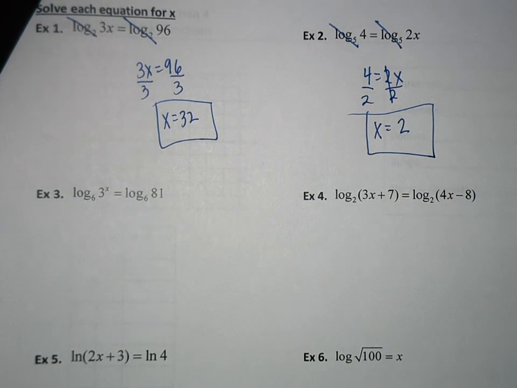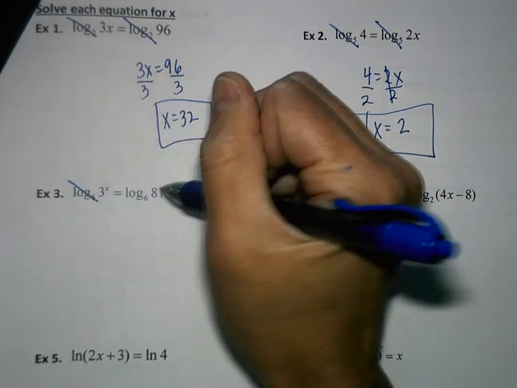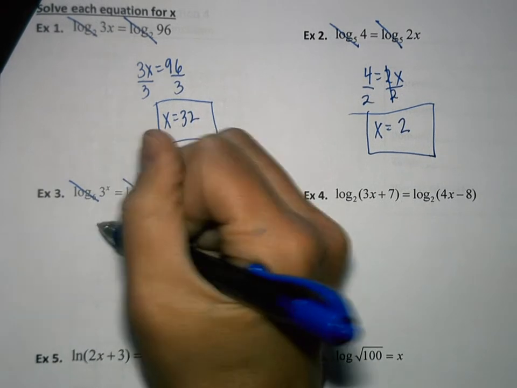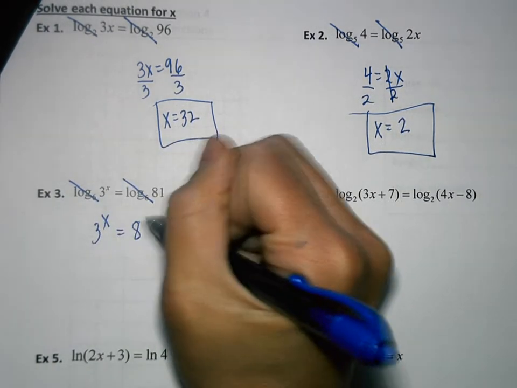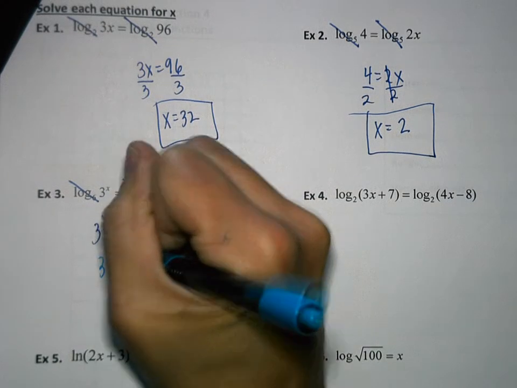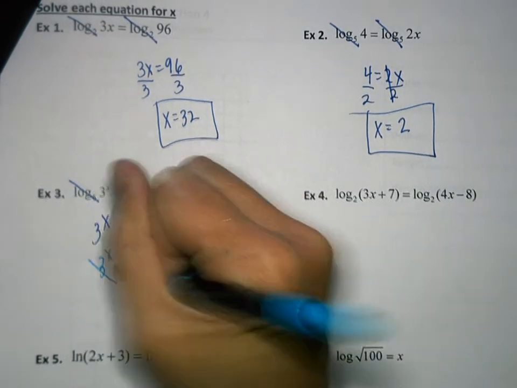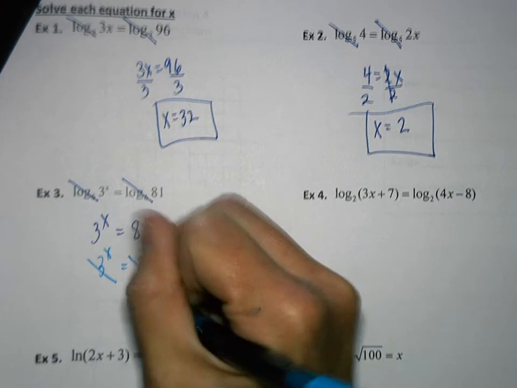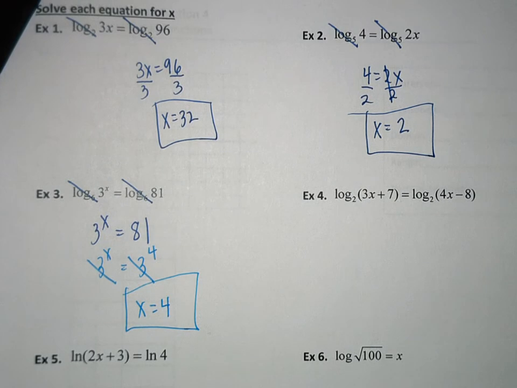So going back to example 3, once you drop these logs, because they are the same, just like we drop the bases, we get 3 to the x equals 81. This goes back to the first part of the notes. Can I rewrite 81 so it's base 3? 3 to the 4. Good, so we end up with 3 to the x equals 3 to the 4th power. We can drop the bases, and we end up getting x equals 4. Do we have any questions on that?